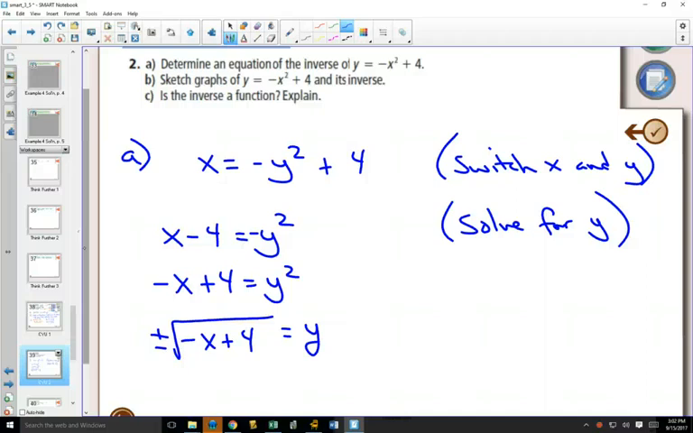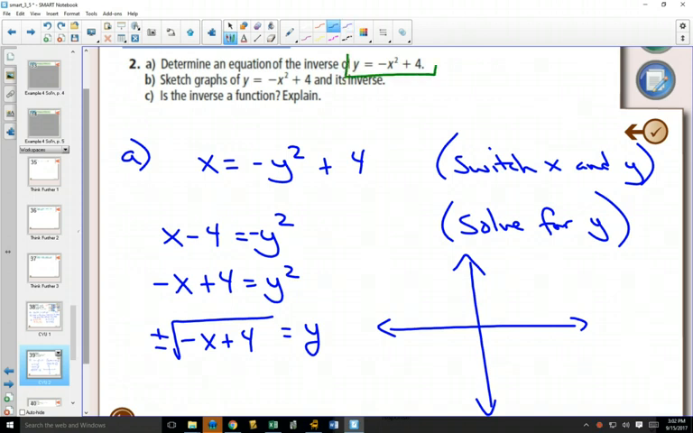Sketch both graphs. So I am going to do the original graph in green. If we were using transformations, what is the parent graph? Just our x squared graph. What does that negative do? Flips it down, and then the plus 4? Is it up 4? Okay. So are we okay with that as our graph? An x squared flipped down, then moved up 4.